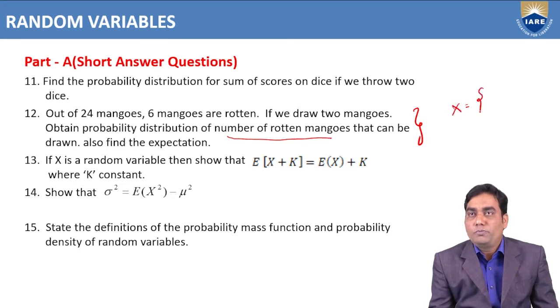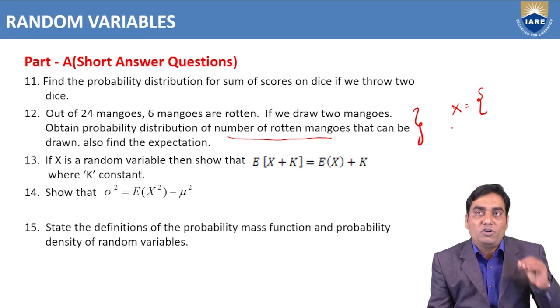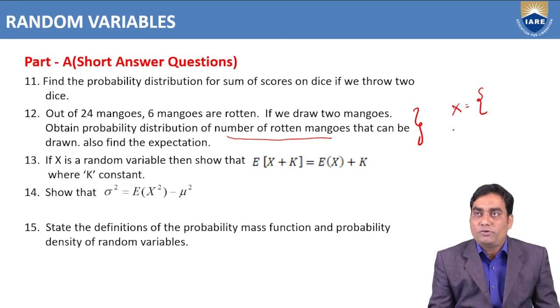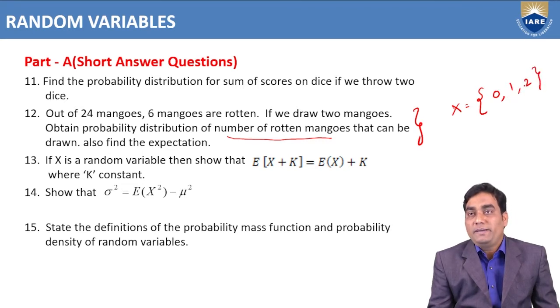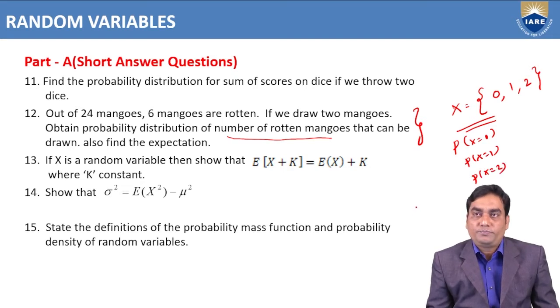If we draw 2 mangoes, first we need to define what is the random variable for the rotten mangoes. The 2 mangoes may be good mangoes, 1 may be good and 1 may be rotten, and 2 mangoes may be rotten mangoes. If you define this random variable, then we can find out P of x equal to 0, P of x equal to 1 and P of x equal to 2. These are the relations we can solve very easily.